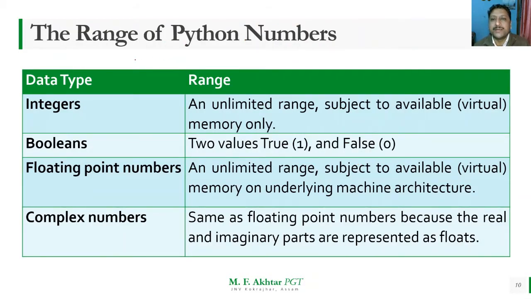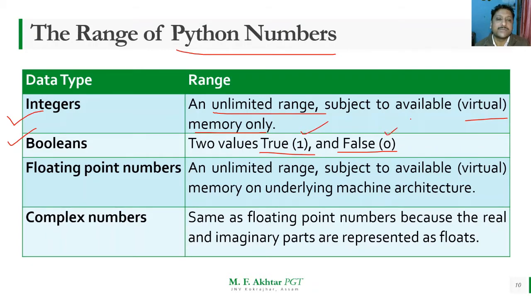Now we have put all the number data types here, and we have to know the range of these numbers. First, the integer data type has an unlimited range, subject to available memory, virtual memory. Next are booleans. Booleans have only two values, true and false, where true is treated as integer 1 and false is 0.